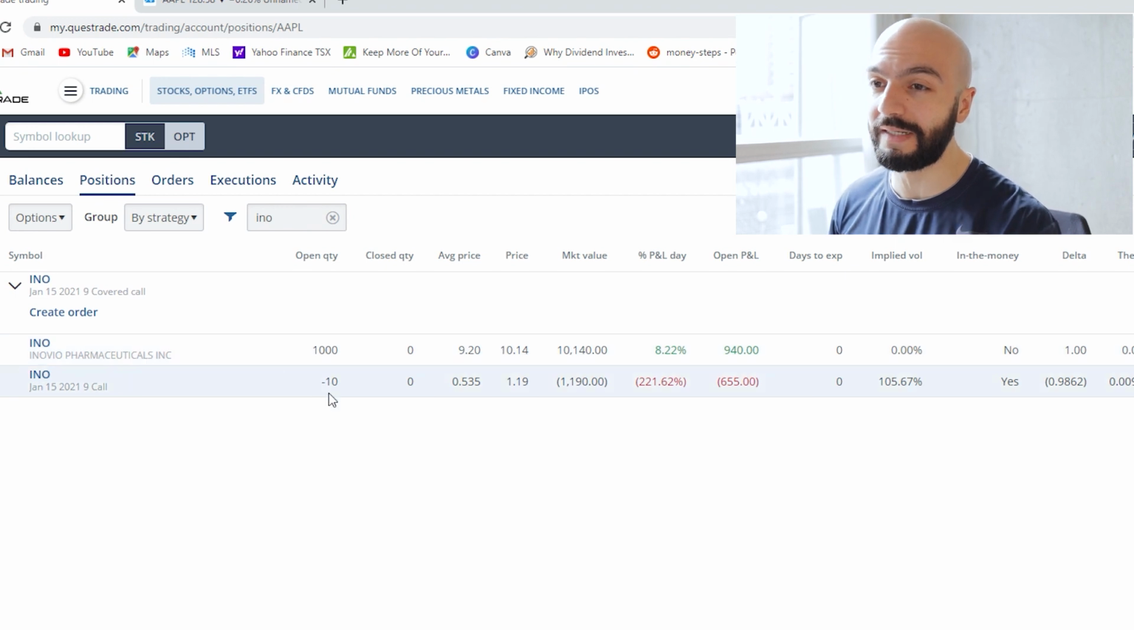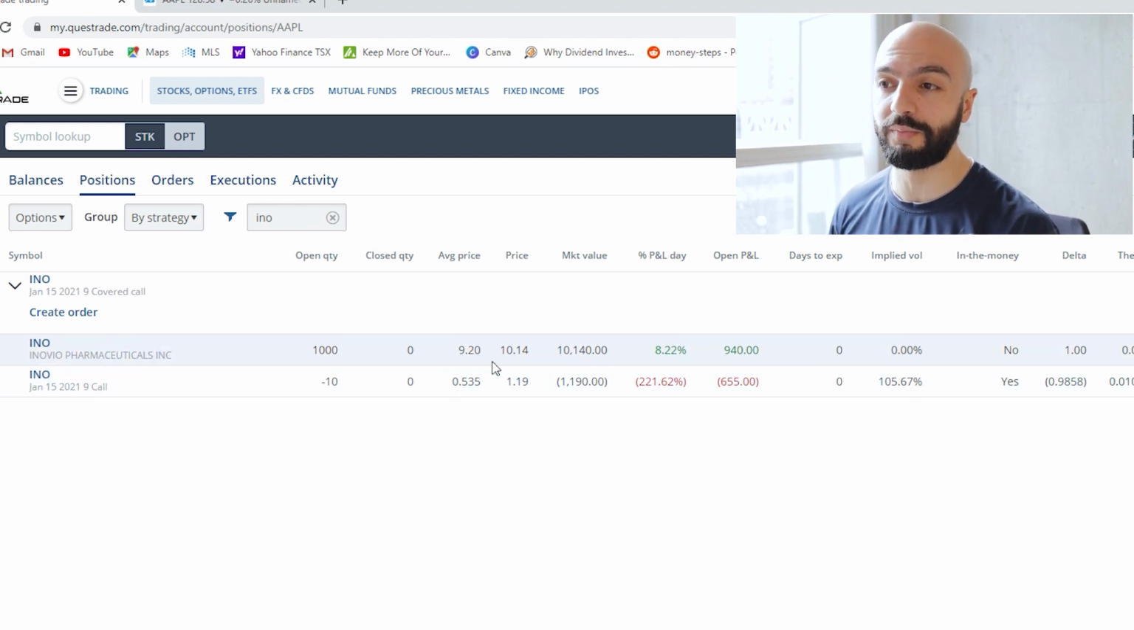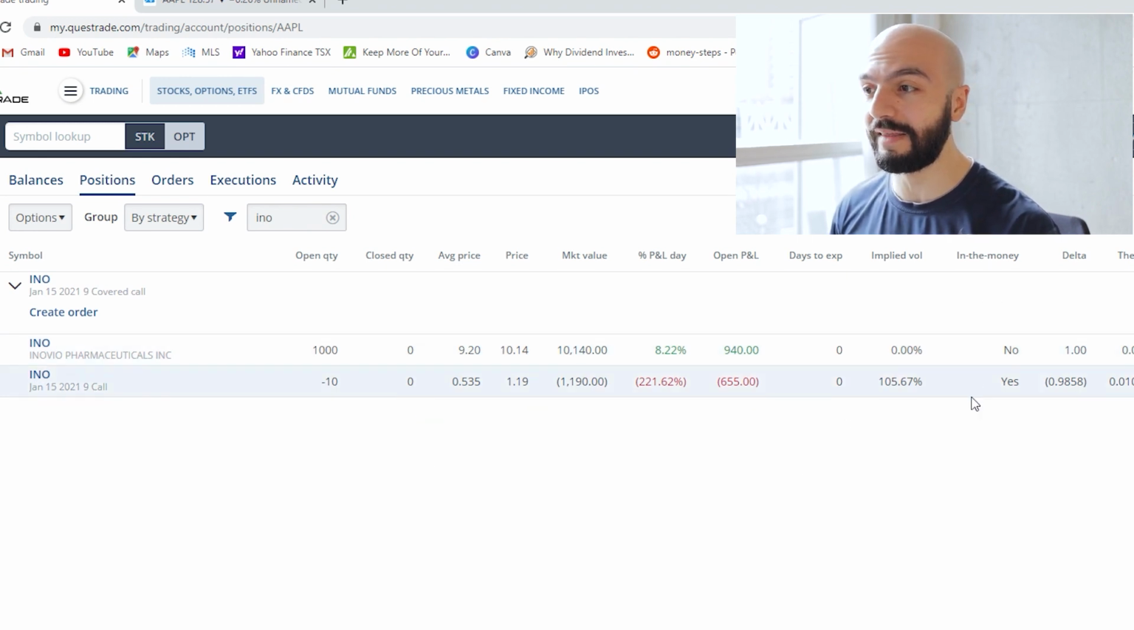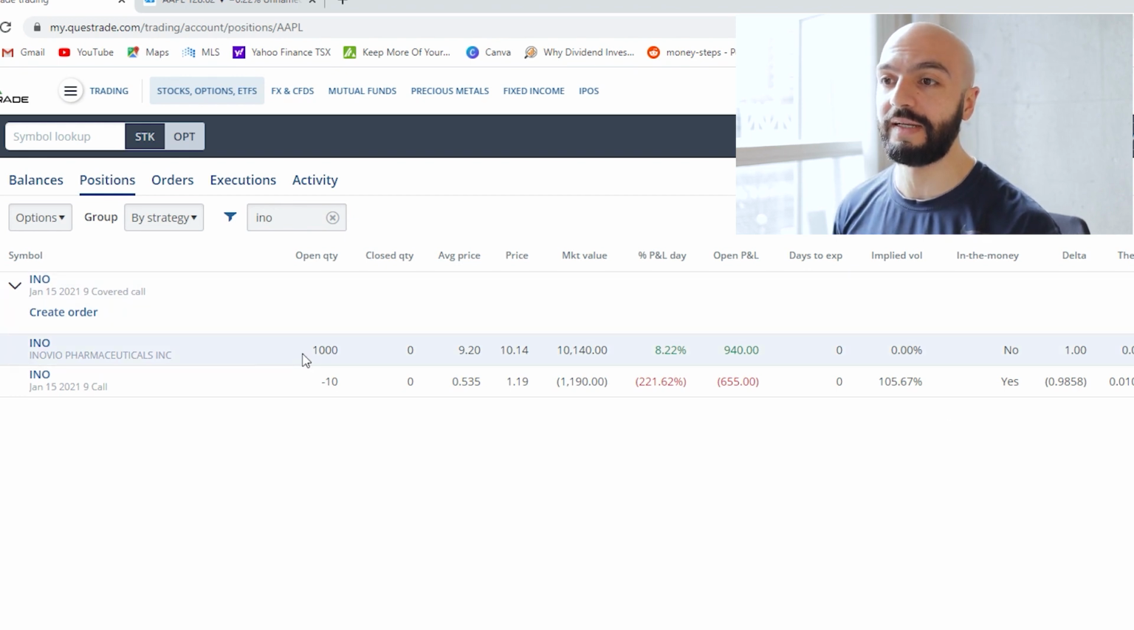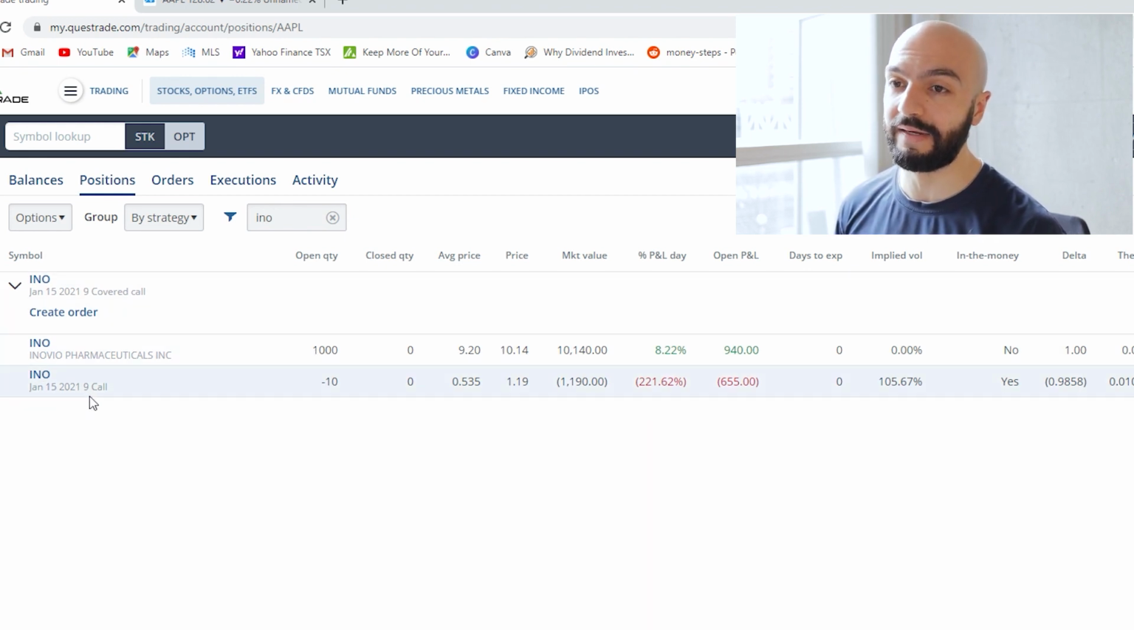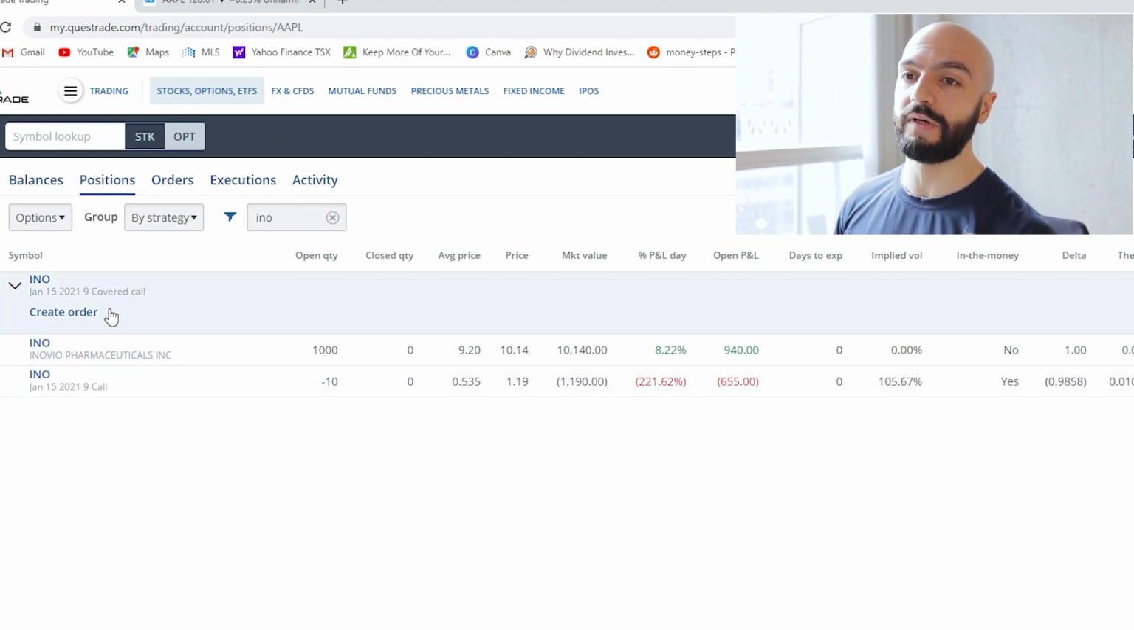I can hold it to Monday. But you notice the price is $10.14 and my strike is $9. See here it says in the money, yes. So by the end of the day, I will lose my 1,000 shares. It'll get bought away from me at $9. So someone will pay me $9 for 1,000 shares. I'll get $9,000 back. But I just want to roll this.